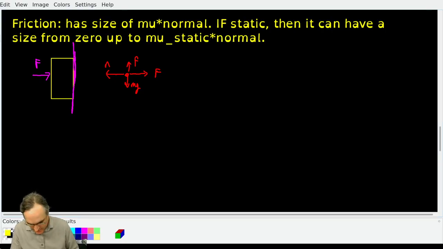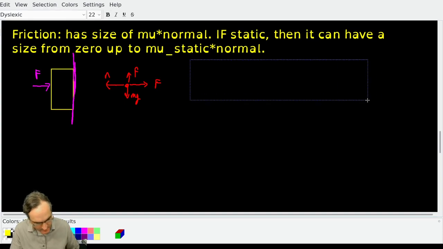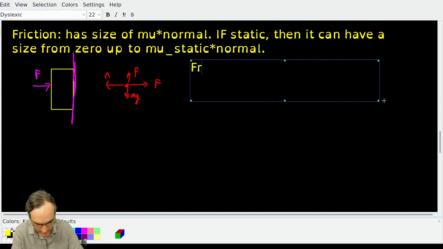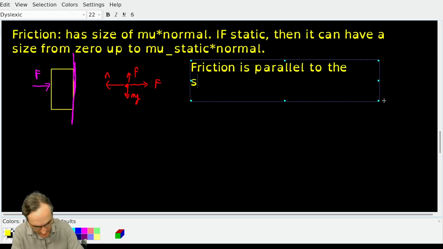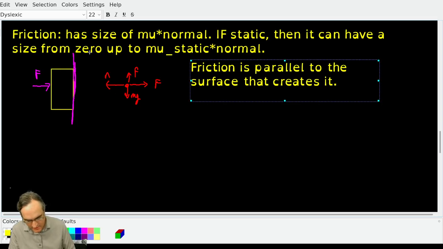Okay, other thing to notice about friction. Friction is parallel to the surface that creates it. So here, notice that the surface is up-down, the friction force is also up-down.